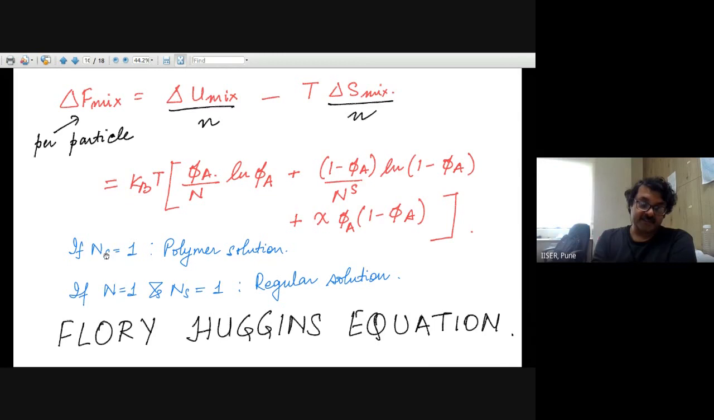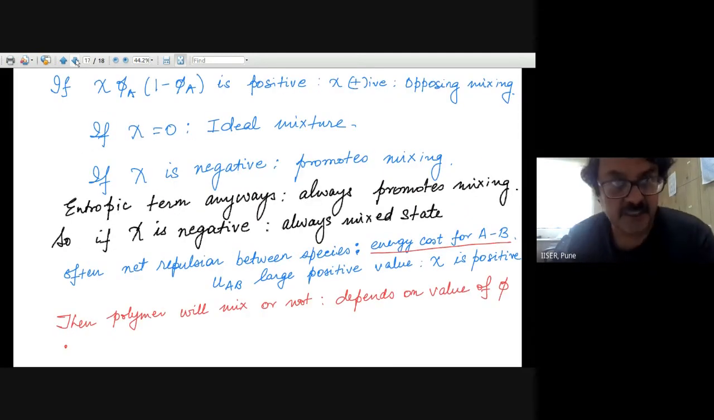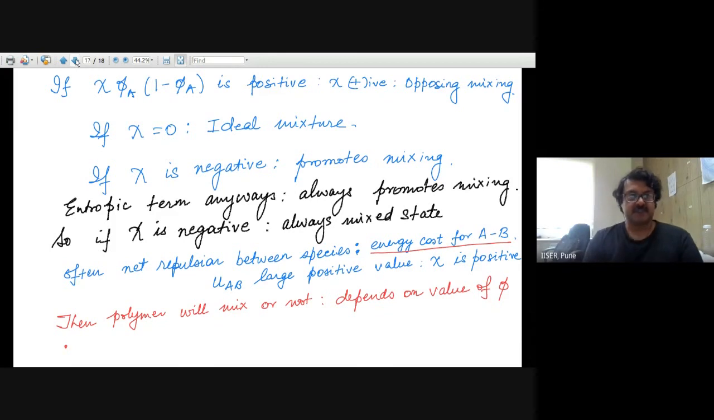Now, if Ns is 1, then you would call it a polymer solution. I've written down the most general case, like for a polymer blend. And if this N equals 1 and this Ns equals 1, then that's the free energy of mixing for a regular solution. Okay. The other thing I would like to say, well, I'm just, I think, repeating it.